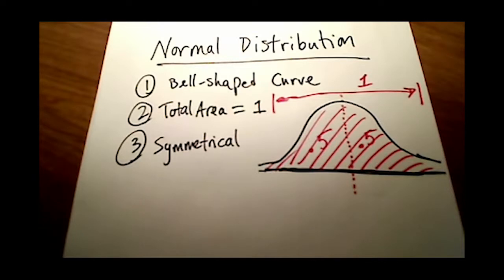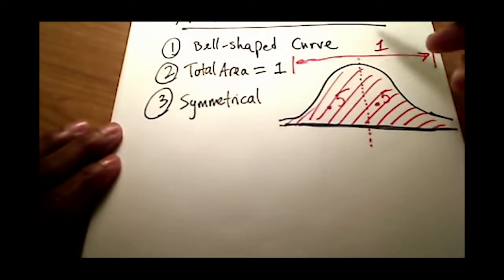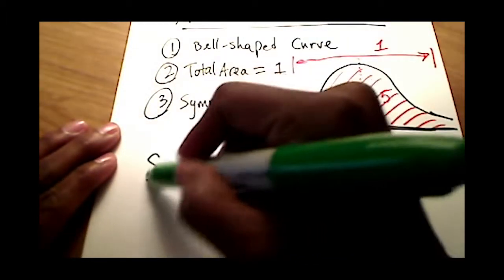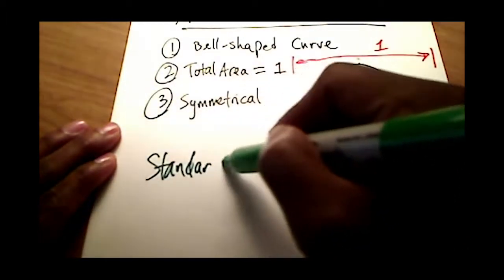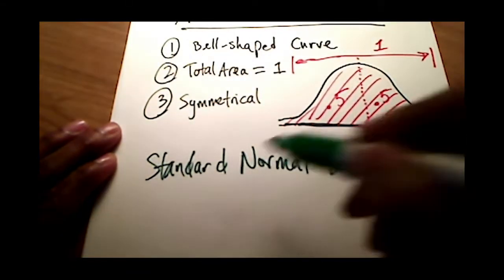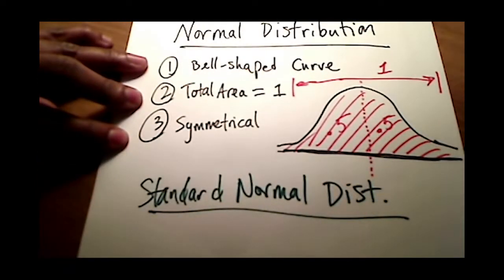So those three things should come to mind when you hear the words normal distribution. It's bell-shaped, total area is 1, and it's symmetrical. Let me just go one more step and show you what I mean by, and perhaps you've seen this as well, not only are we talking about now a normal distribution, but something called a standard normal distribution. So a normal distribution, again, are these three things, right? Bell-shaped, total area is 1, and symmetrical.